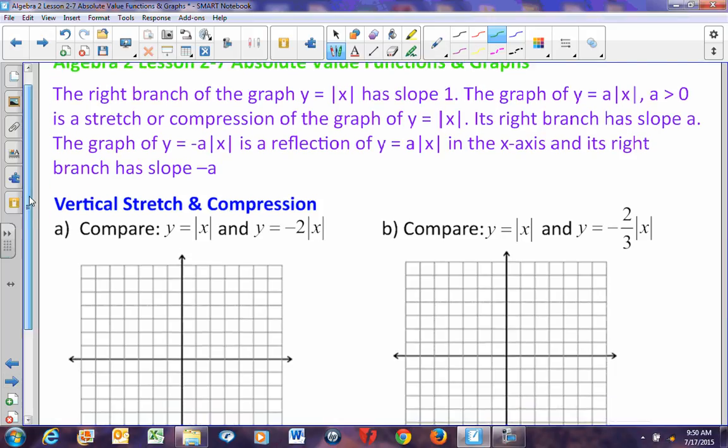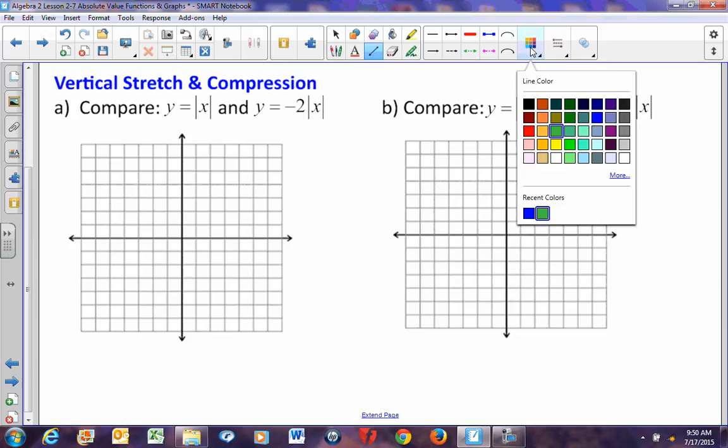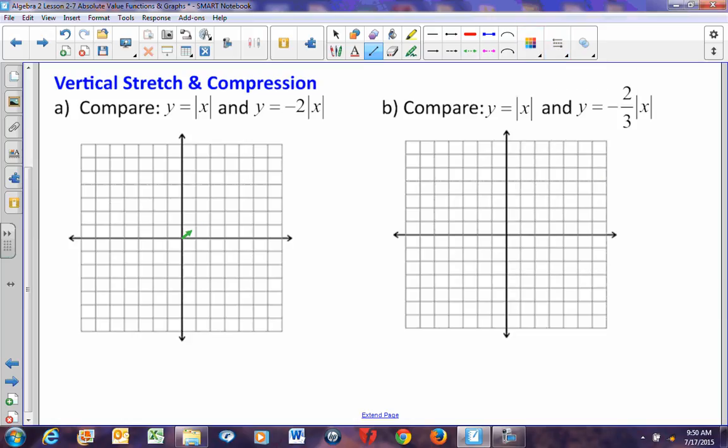So let's take a look at some graphs. A vertical stretch and compression. Let's compare y equals the absolute value of x and y equals negative 2 times the absolute value of x. I'm going to draw the original one just because it's a little easier to compare. In green, here's y equals the absolute value of x. Now I'm going to do negative 2 times the absolute value of x. I'm doing two things to this. It's a reflection, which is going to make it reflect over the x-axis.